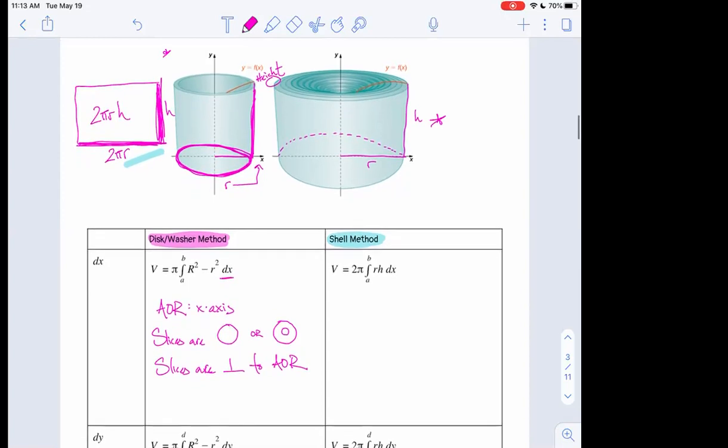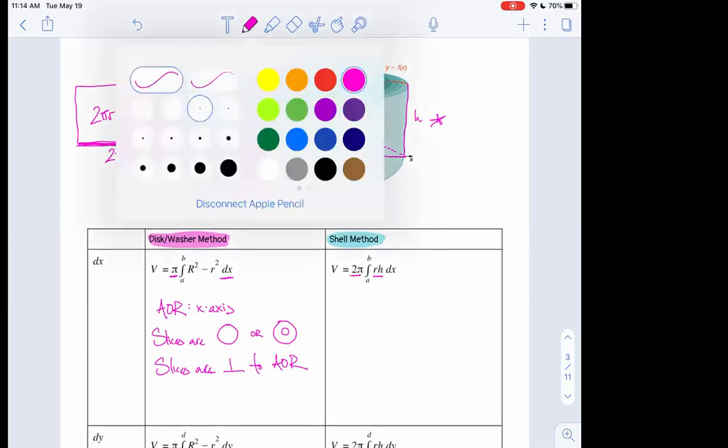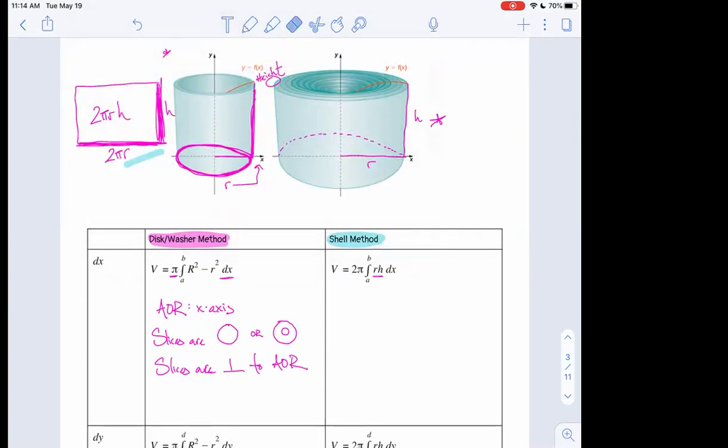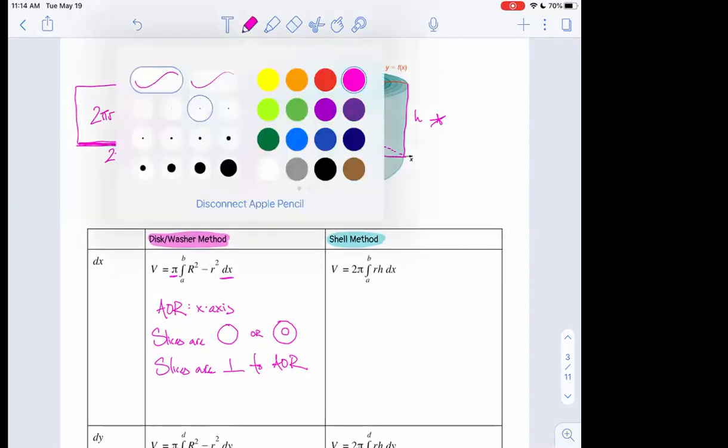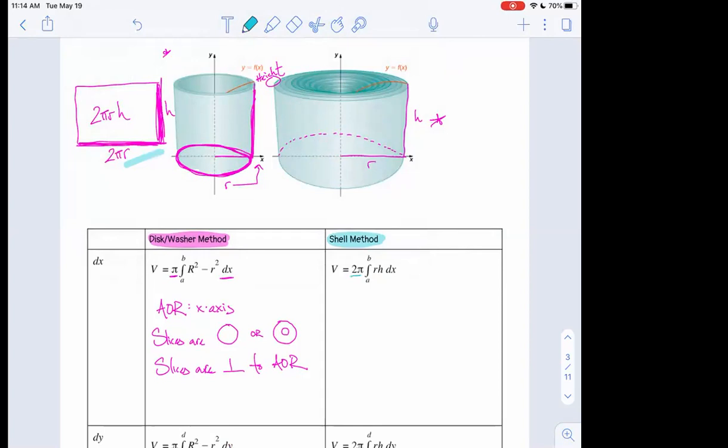So when we think about our shell method, what we're adding up is all of these different cylinders, 2 pi r h. Now, I took the 2 pi and moved it out to the front for the same reason I took the pi out, because it's a constant, all right? But there's nothing wrong with saying I want to keep the 2 pi on the inside. So you might even write this as the integral from a to b of 2 pi r h dx, okay?